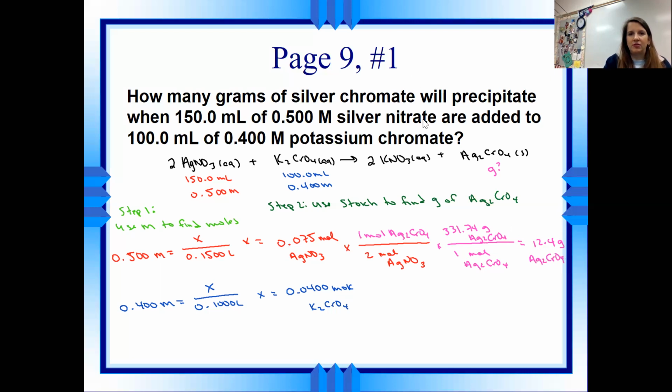And I have to do the same thing down here, starting with my potassium chromate. So I'm going to use the coefficients of my potassium chromate. I'm going to switch to my silver chromate. And again, I'll use that molar mass here so I can find out how much silver chromate this concentration of potassium chromate would have made.